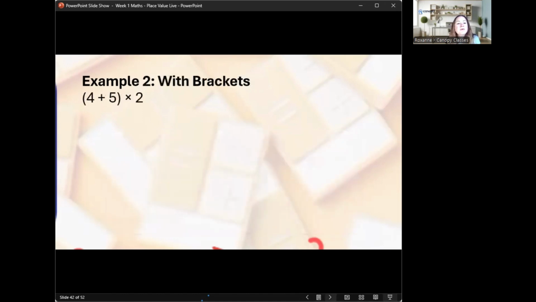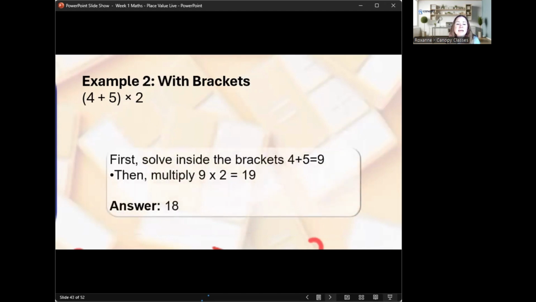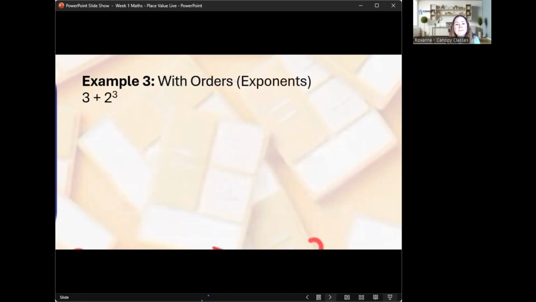Let's have a look at another example. We've got 4 plus 5 inside our bracket, so we have to deal with that first. That makes 9, and then we can multiply it by 2, and that will give us 18. Okay, so brackets first.